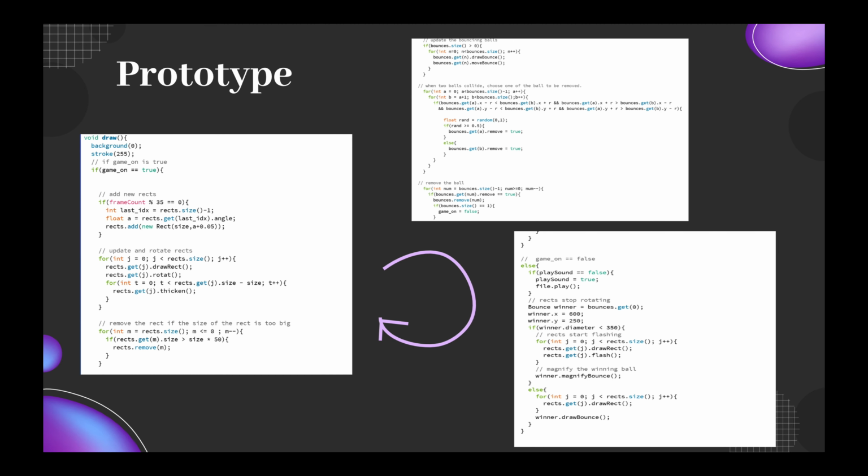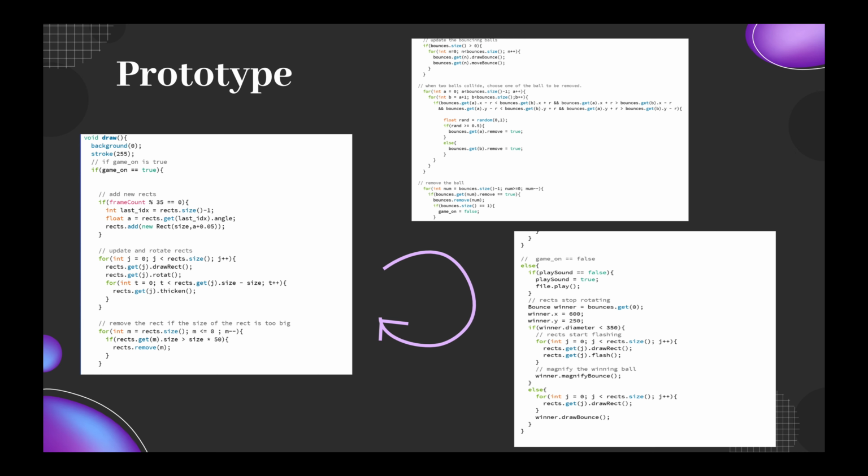Here I will show you some important parts of the prototype. And the first one is to set up the rotating squares. And you can see I add a function, add a square in, update the rotating square, and remove the square if it is too big and goes out of the screen.